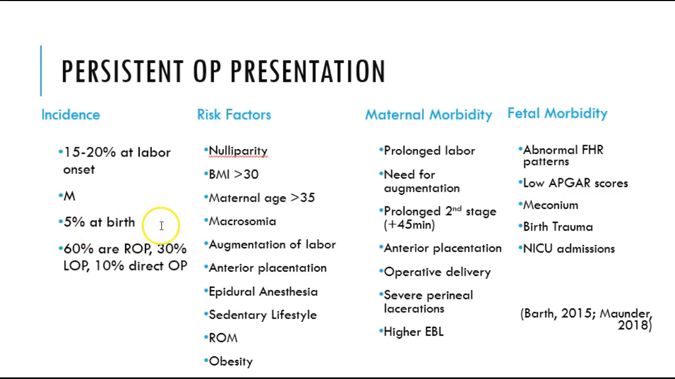Risk factors: nulliparity, higher BMIs, older ages, macrosomia, augmenting labor, anterior placentation sometimes. None of these are predictive, but can sometimes be the case. Epidurals have been shown to have higher rates of OP, even if babies are turning from OA to OP. It's not a huge percentage, but it is statistically significant. Sedentary lifestyle in general, which is pretty much America. So in some ways the intervention has already happened based on heels and desk jobs and everything else, like our society's more likely to present OPs.